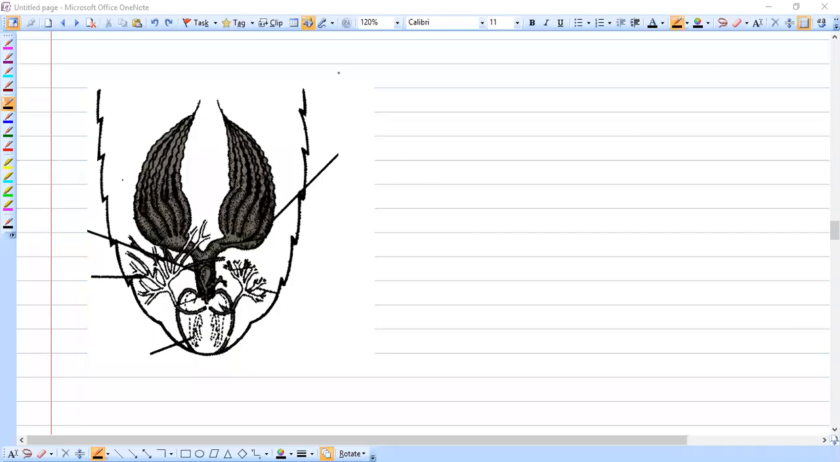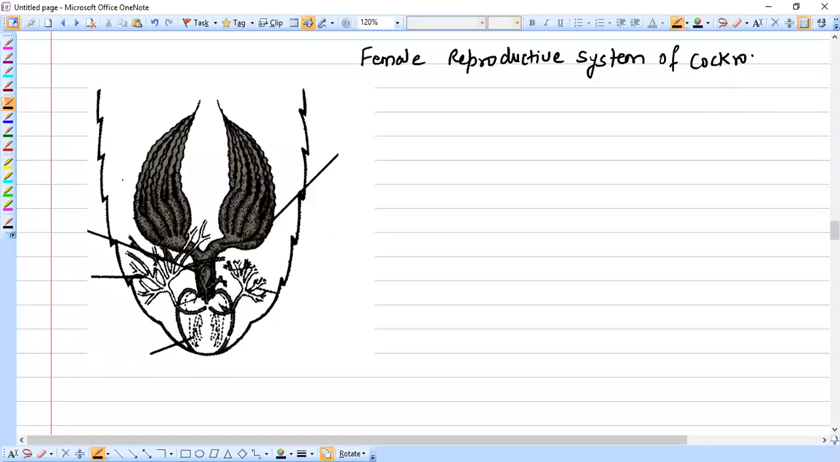So we are talking about this, what? Female reproductive system of cockroach. For the female reproductive system of cockroach, we have to remember certain important parts. It is same like human. In the human female reproductive system, it has ovary, fallopian tube, oviduct. So all those labelings will come here.